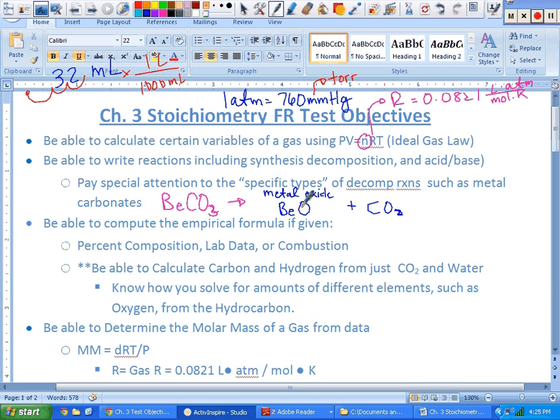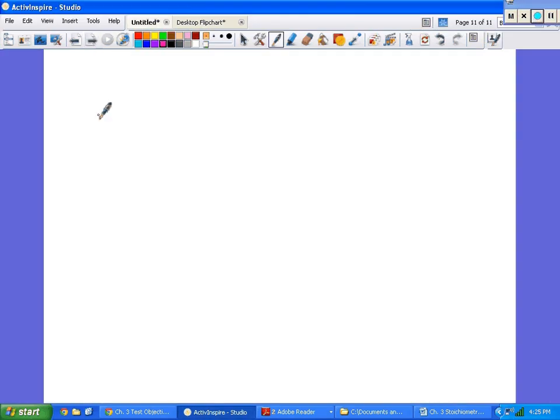Y'all remember how to do this one? Okay, I'm just going to go ahead and show you. Let's pretend that it's 30.0 grams of CO2 and it's 18.0 grams of H2O. You might remember the mass of carbon dioxide? Okay, very good.